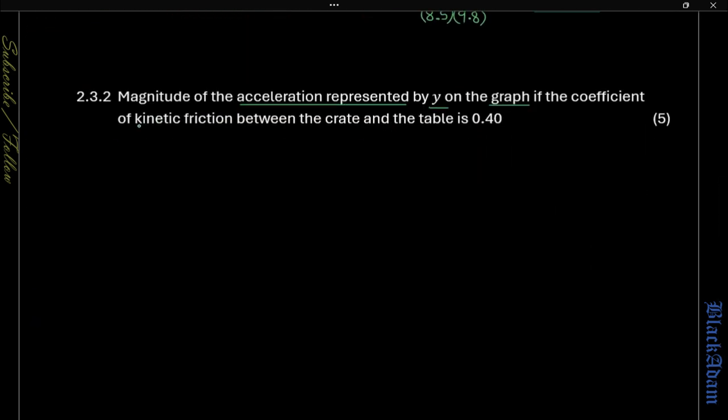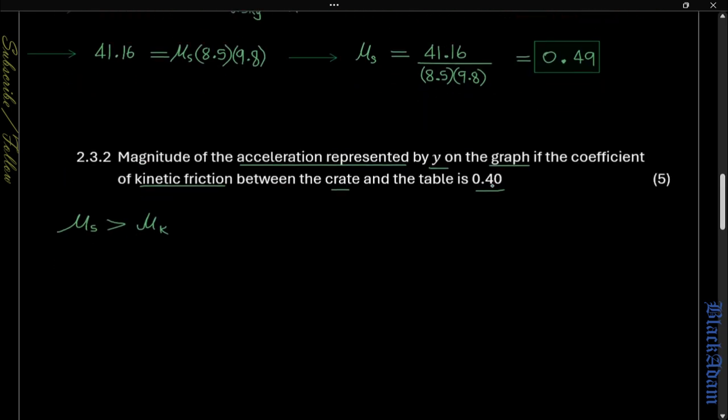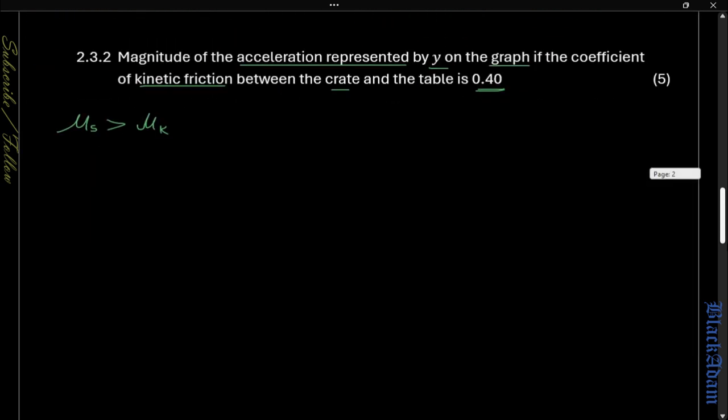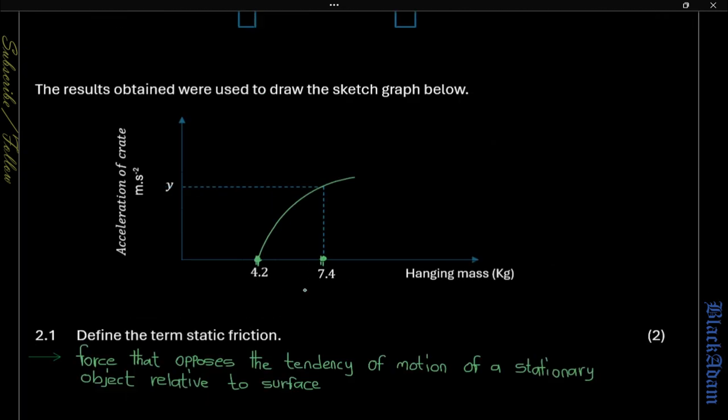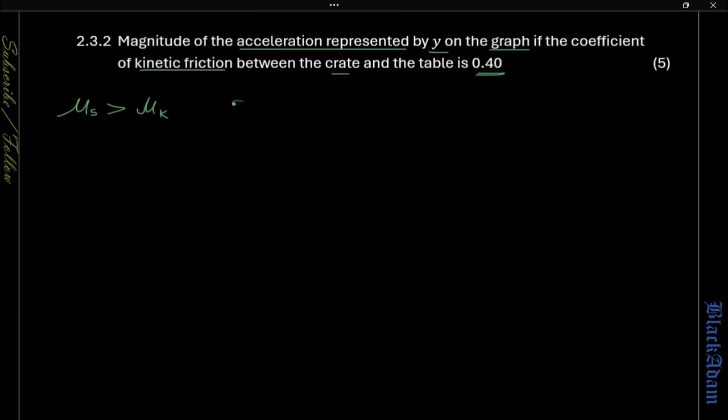That's the static coefficient. The next part asks for the magnitude of the acceleration, represented by y. The static coefficient is greater than the kinetic one, just as static friction is greater than kinetic friction. Now we look at the system. The system is composed of two components: the crate and the mass of the hanger. Those are the two parts that constitute the system.